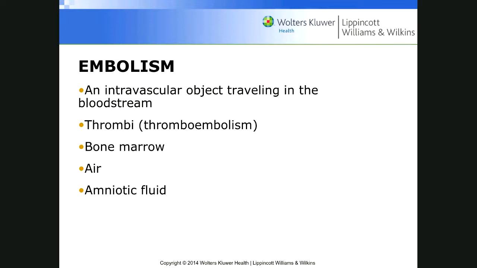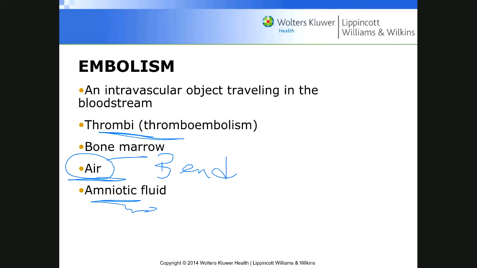An embolism is basically a thrombus that moves around. That's an embolism. It can be any number of things. We saw that a thrombus can move around. Bone marrow can move, air, typically amniotic fluid can move around, tissues can move around. This is very common in the case of the bends, in the case of a diver that ascends too fast, for example. The bends.